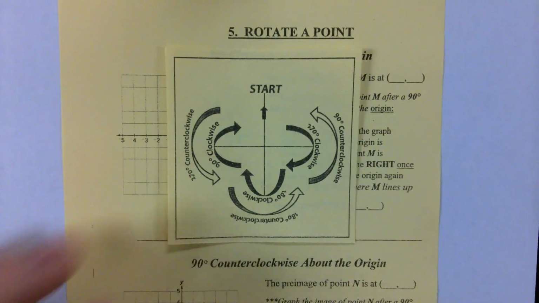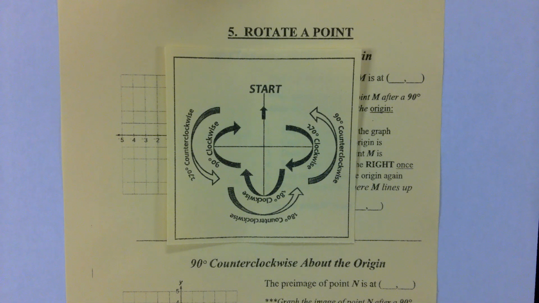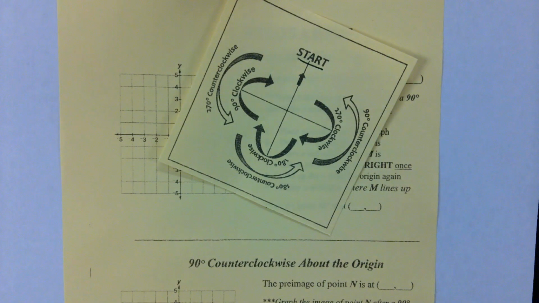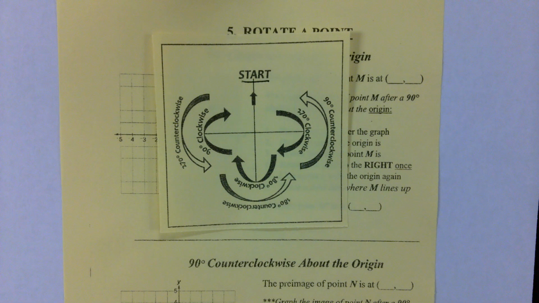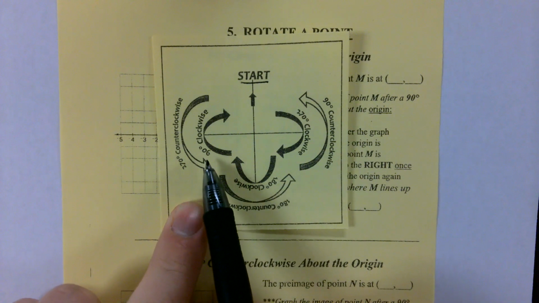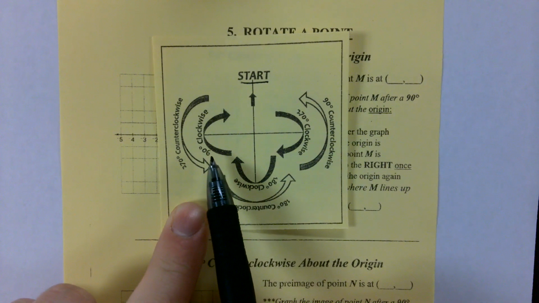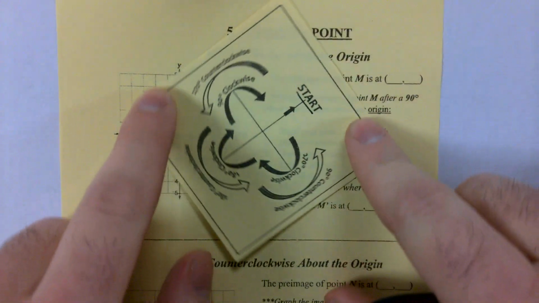Go ahead and grab yours out real quick from your pocket. You should all have this inside your pocket right now. This rotation helper. So to use this rotation helper, you're going to start with start and the up arrow pointing up. That's right here. All right? And if you're asked to do a 90-degree clockwise rotation, you find where it says 90 degrees clockwise, which is this arrow right here, and you rotate your paper until that's on the top.